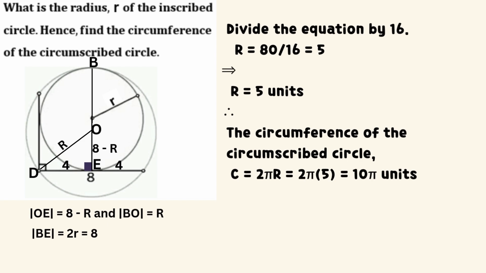Therefore, the circumference of the circumscribed circle, C, equals 2 times the product of pi and R, which equals 10 times pi in units, after simplification of substituted values.